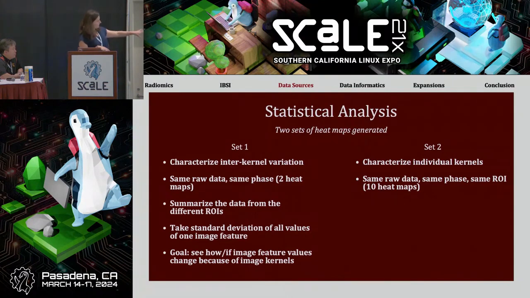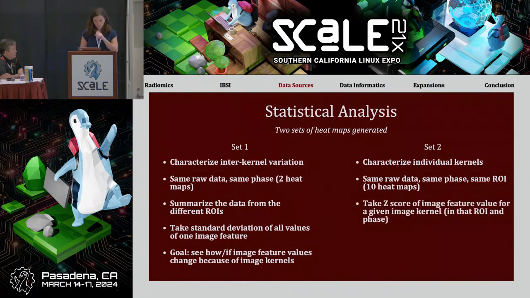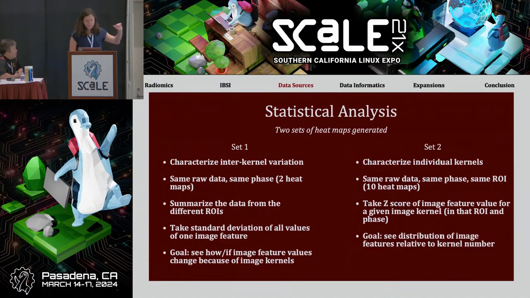We were trying to see when there's variation where it is. So we have the 2 heat maps from the 2 different phases, and then 10 heat maps when we were trying to look at each of the different kernels. So we took the z-score to see where our outliers were, just to look at the distribution and see which were the furthest off from that mean. And then it was supposed to see the distribution of image features relative to the kernel number.